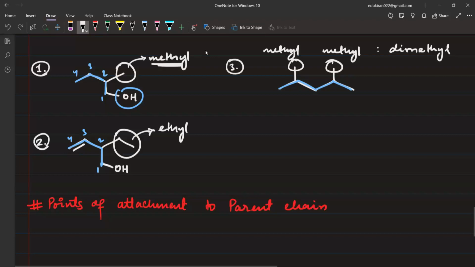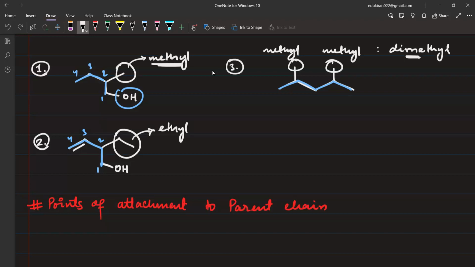Now, one more thing. This letter D should not be considered in the alphabetical order, because di is not the name of a substituent. Dimethyl is not a substituent. Methyl is a substituent. Di tells you that there are two methyl groups. So when you are naming things, you have to write the substituents in alphabetical order, and in that alphabetical order you will use M for methyl, not D, because dimethyl is not a substituent.